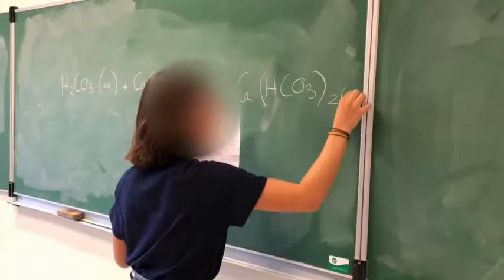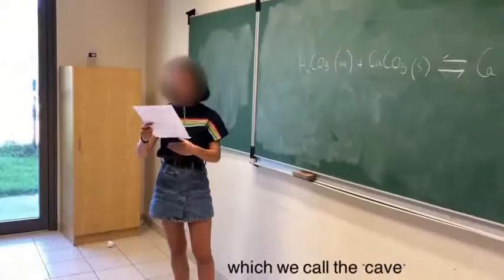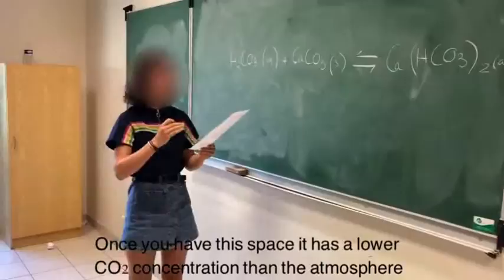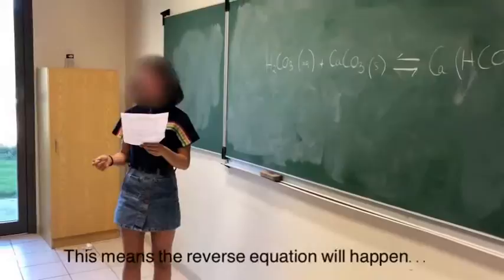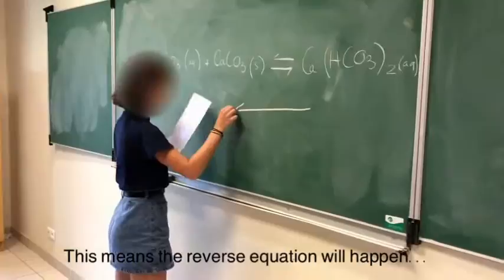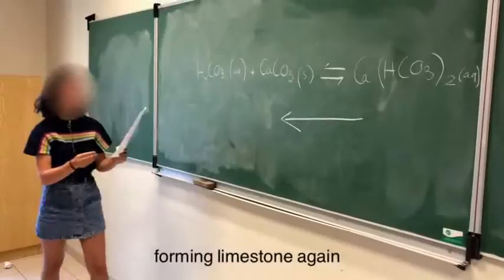By this reaction, this creates a space inside the limestone rock, which we call the cave. Once you have this space, it has a lower CO2 concentration than the atmosphere. This means the reverse equation will happen, forming limestone again.